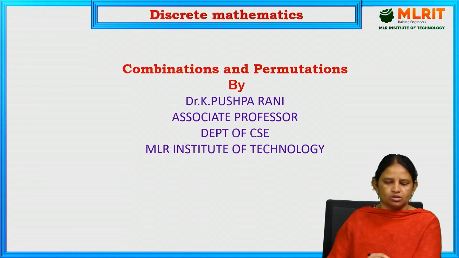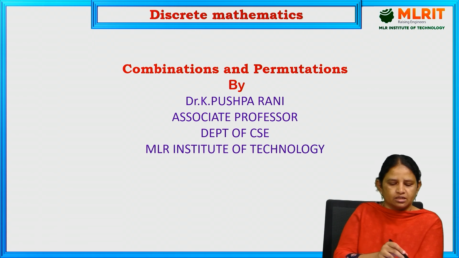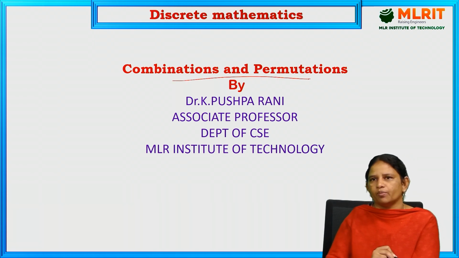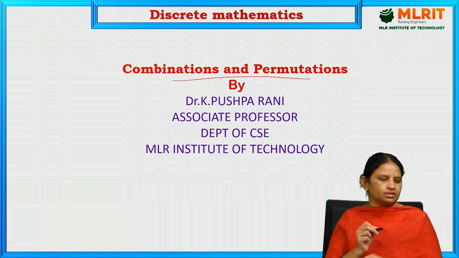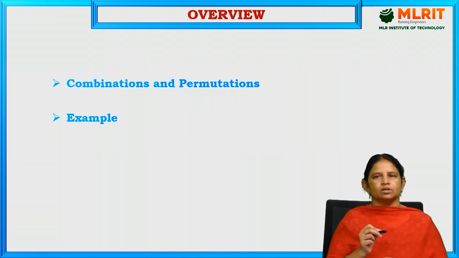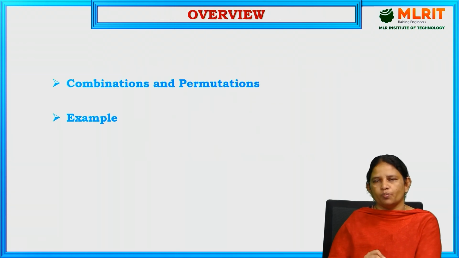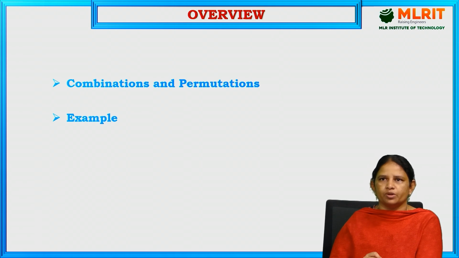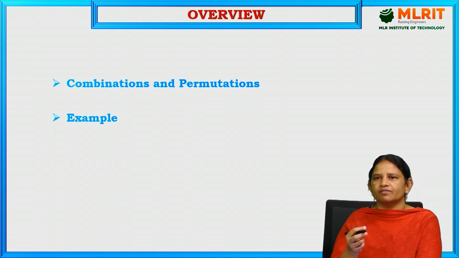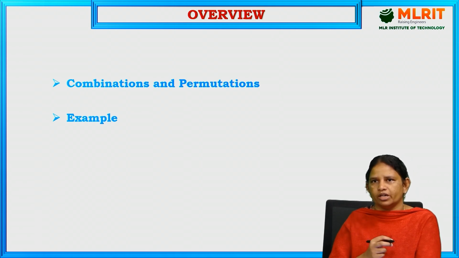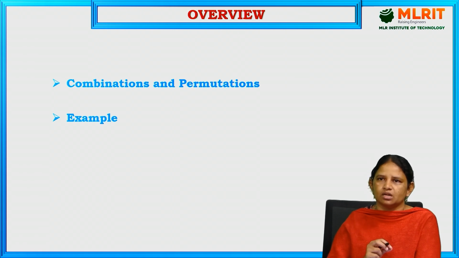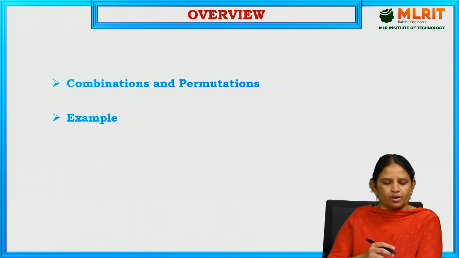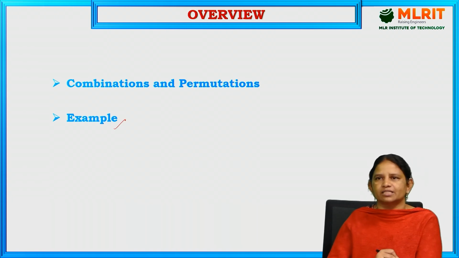So, in this video, we are going to discuss combinations and permutations in discrete mathematics. What is the definition of combination? What is the definition of permutation? What are the frequent terms related to combination? What are the terms used in permutation? And we can understand those combinations and permutations by taking some examples.